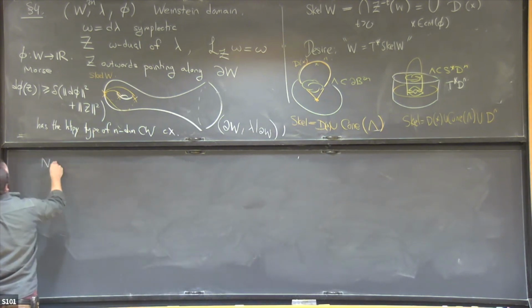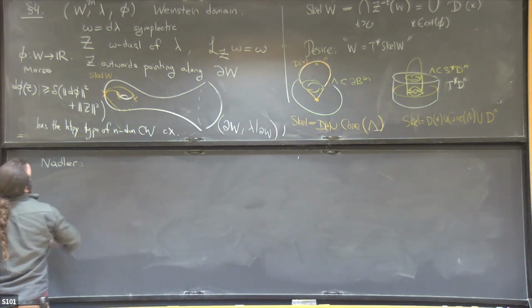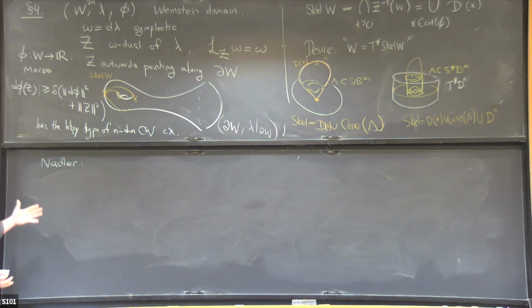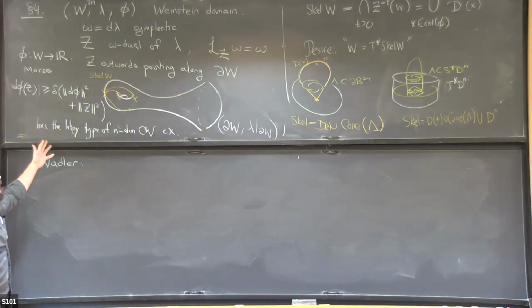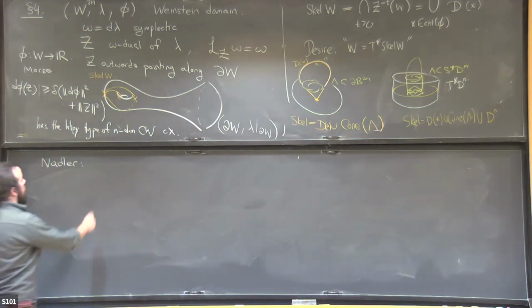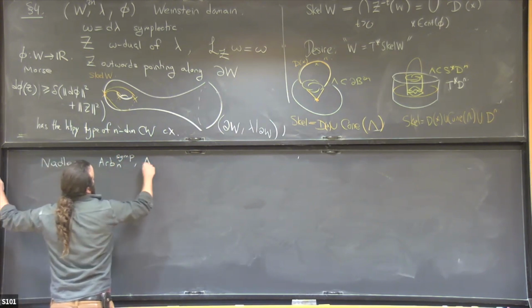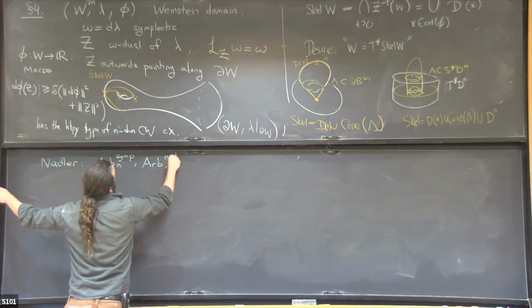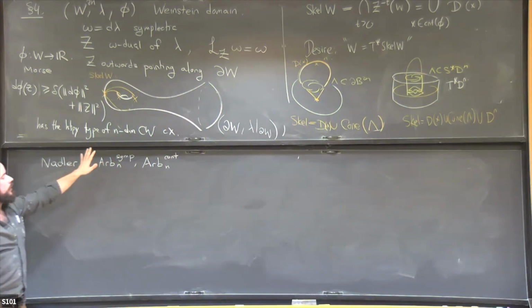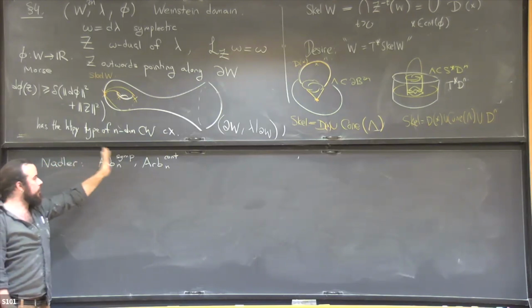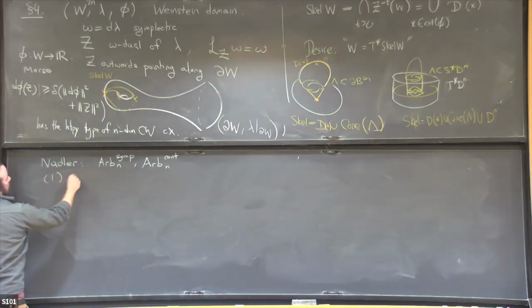So Nadler described a simple class of singularities that he was hopeful would be sufficient to represent any Weinstein domain up to homotopy. And it's the class of arboreal singularities. So these are, let me give a quick geometric definition. These are classes of germs of isotropic subspaces of symplectic or contact manifolds, and they're defined by the following axioms.